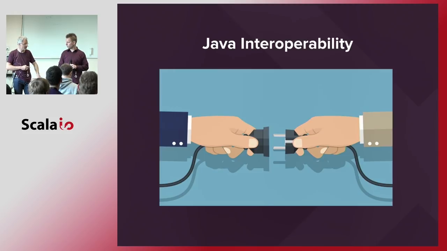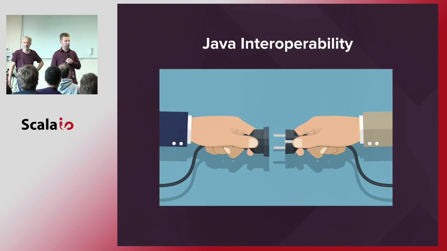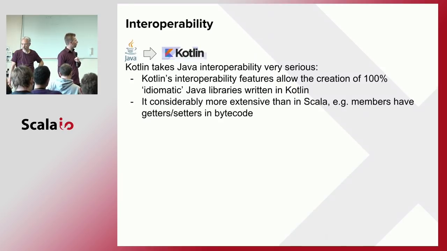Okay, we have 5 minutes left, so let's run through it. So, Java interop. The interoperability of Kotlin is very important to them. Scala also has a focus on interop, but let's explore how they differ.